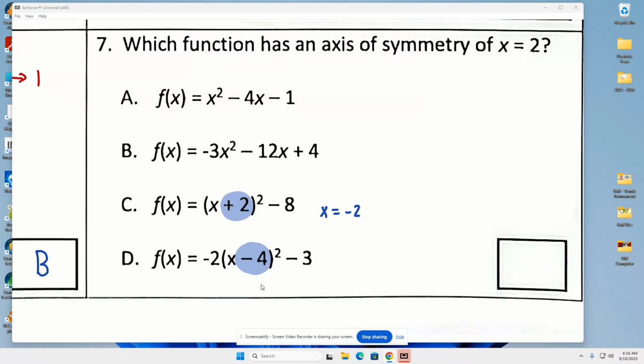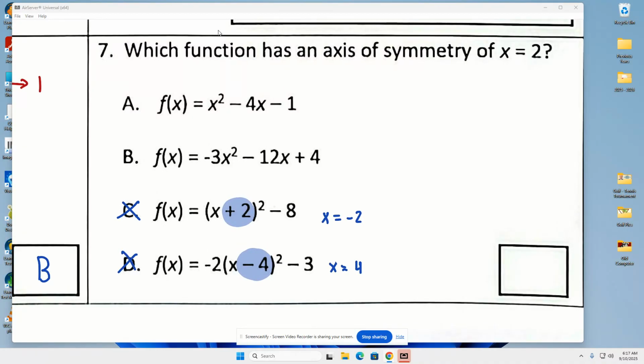And then this one's just a whole different number. It's x equals 4. So there's no way it's C or D. So mathematically, I hope you guys can tell, these are what we call standard form. And I taught you guys that when it's in standard form, you can find your axis of symmetry using x equals negative b over 2a.